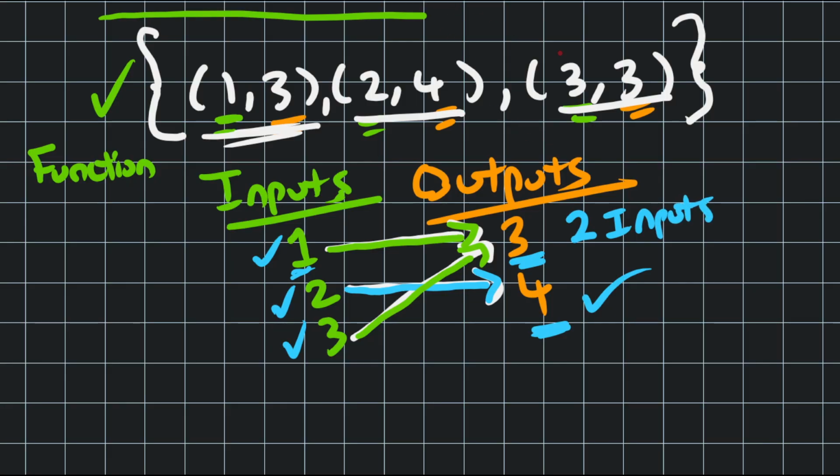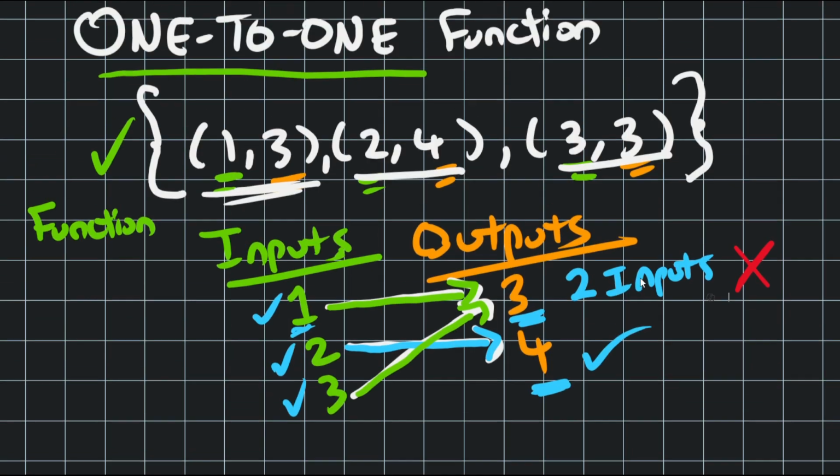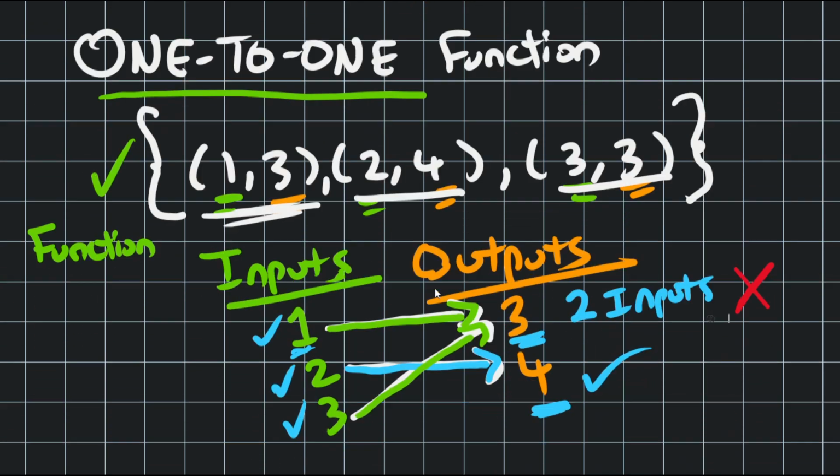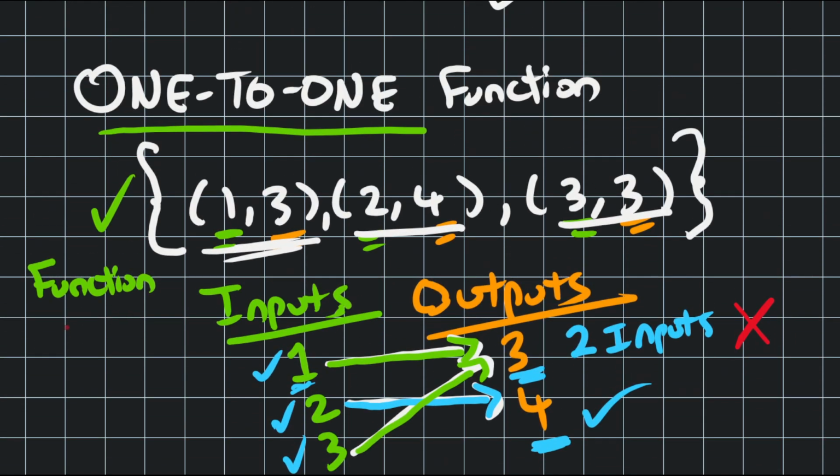And what that means is that it is not a one-to-one function. So this relation, it is a function, but it's not one-to-one, because in order for it to be one-to-one, every output also has to have exactly one input. Now let's modify this function to make it one-to-one.